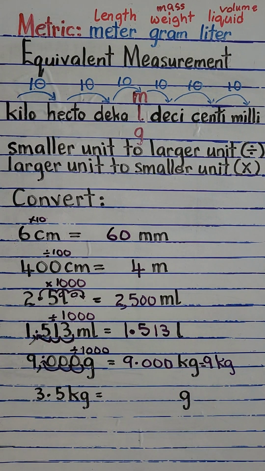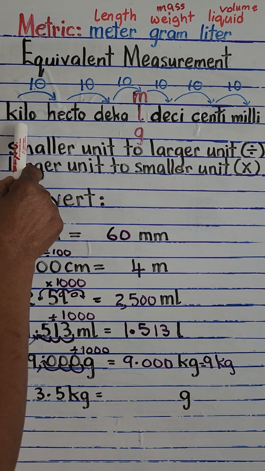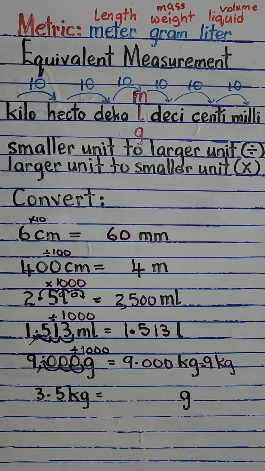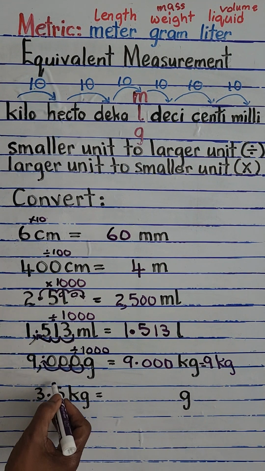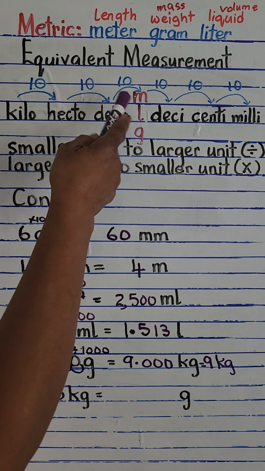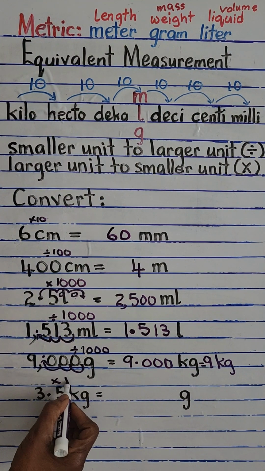And our final example, 3.5 kilograms to grams. Kilograms to grams. That would be larger to smaller. Larger to smaller, multiply. So we put our multiply. And then let's check to see what we multiply by. Kilogram to grams. That is 10 times 10 times 10, 1,000. So we multiply by 1,000.